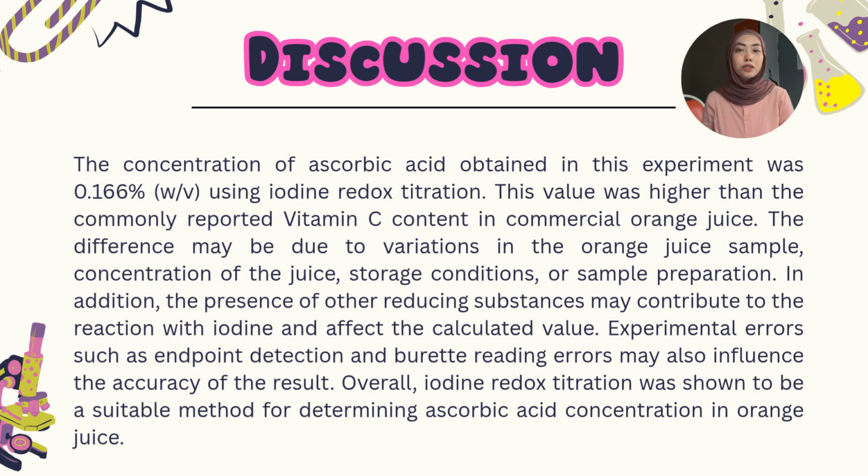For discussion, the concentration of ascorbic acid obtained in this experiment was 0.166% weight per volume using iodine redox titration. This value was higher than the commonly reported vitamin C content in commercial orange juice. The difference may be due to variation in the orange juice sample preparation, storage conditions, or the presence of other reducing substances that may react with iodine during titration. Experimental errors such as endpoint detection and burette reading errors may also affect the accuracy of the results. Overall, iodine redox titration is a suitable method for determining ascorbic acid concentration in orange juice.